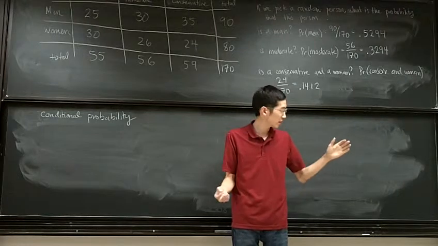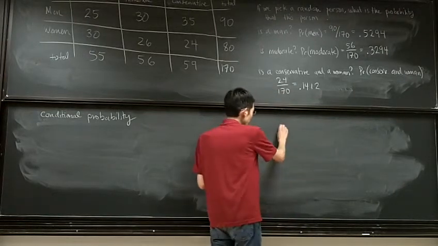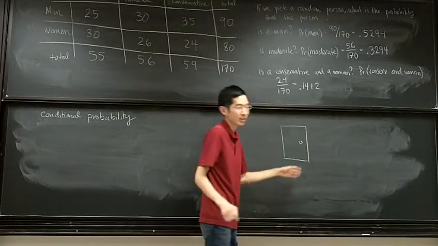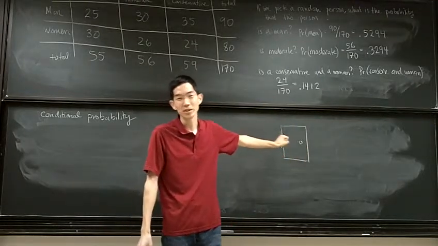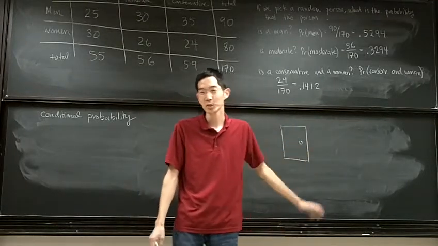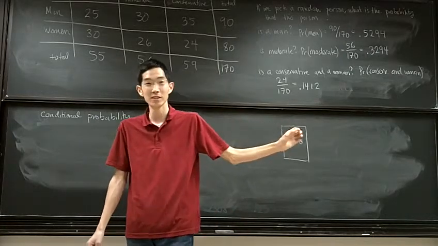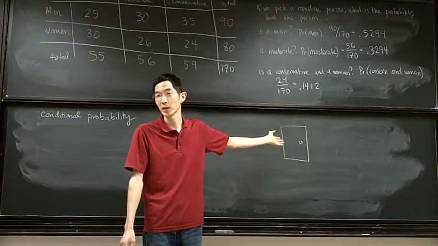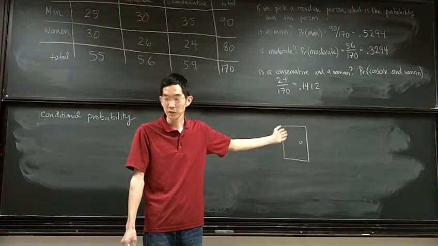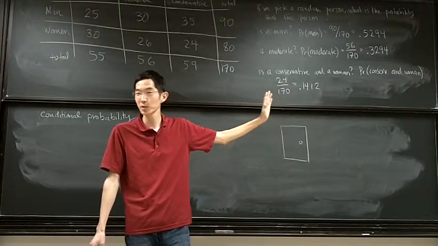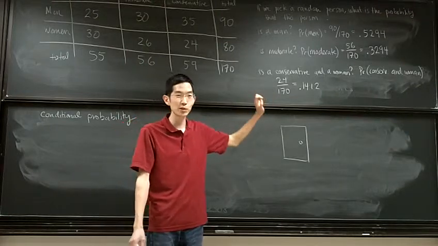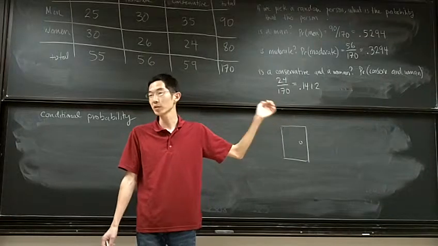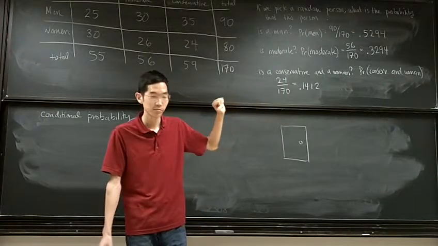So let's say we're playing a game. I've got someone standing behind this door. This person has been randomly selected. What is the probability that this person is a woman? Around 50%. If you know nothing about this person, and I just told you that this person has been randomly selected.